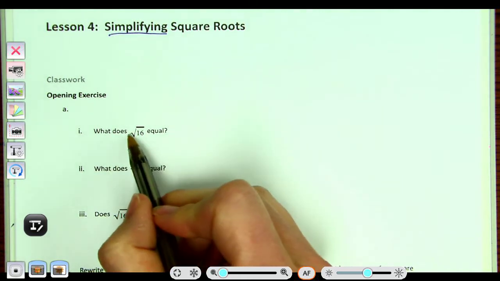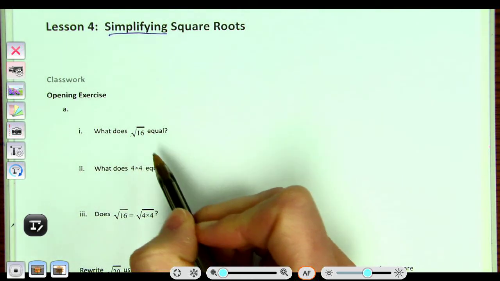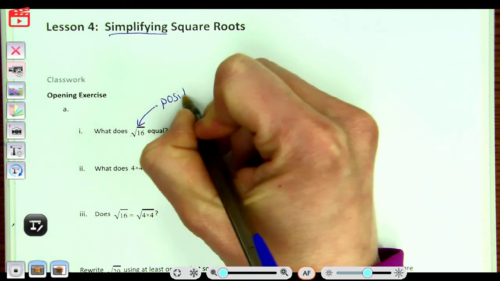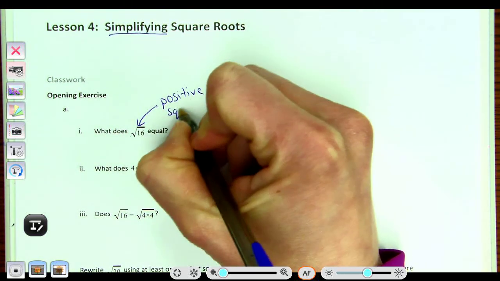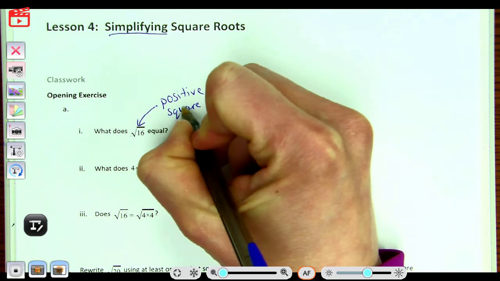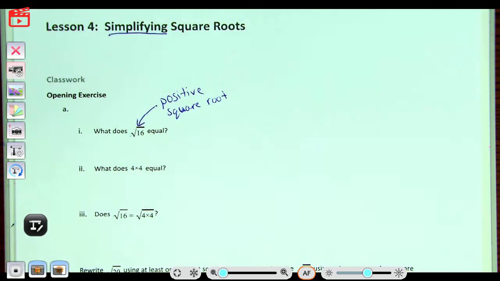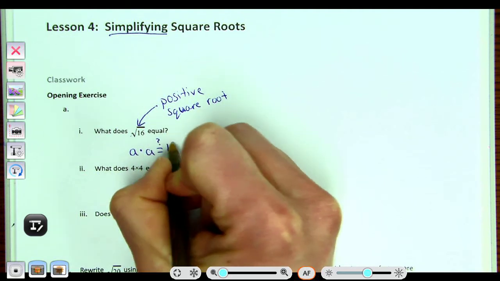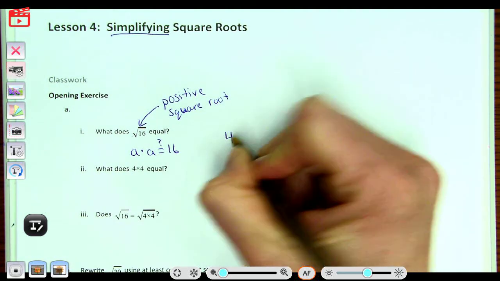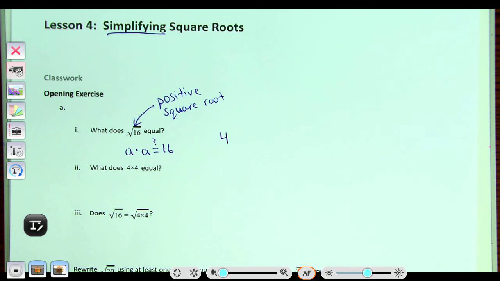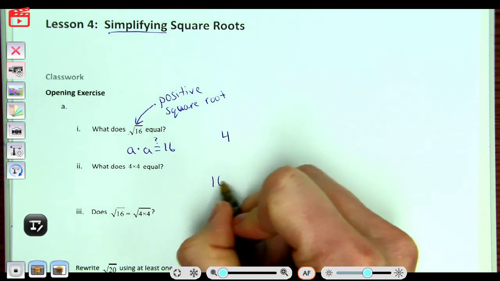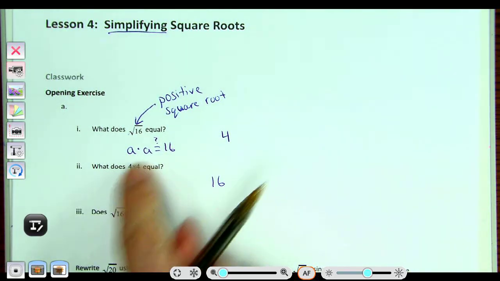So what does the square root of 16 mean? Keeping in mind that there's that radical sign there, we're looking for a positive square root. We're looking for what number times itself equals 16. We know that to be 4, because 4 times 4 is 16. What does 4 times 4 equal? 4 times 4 is 16.